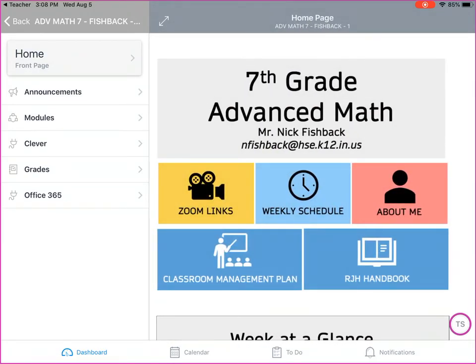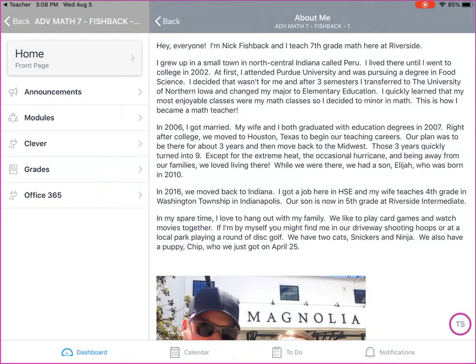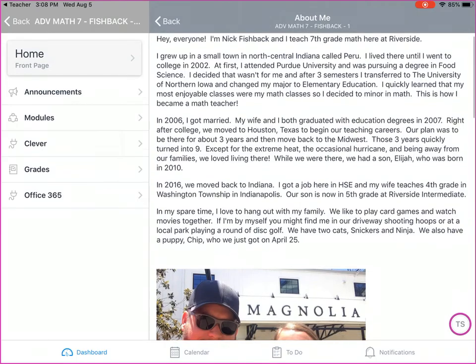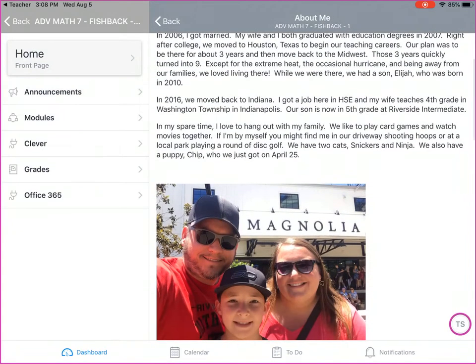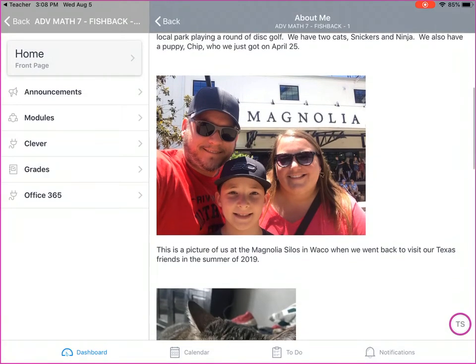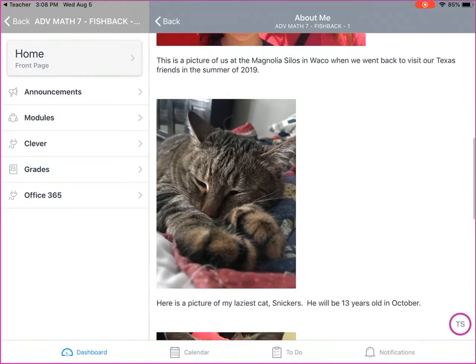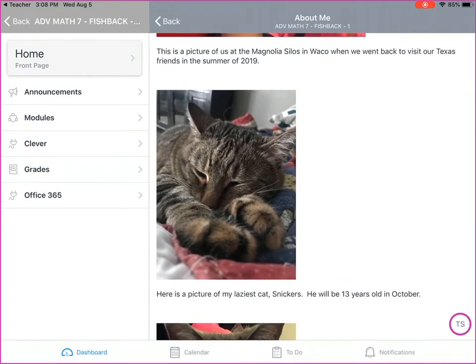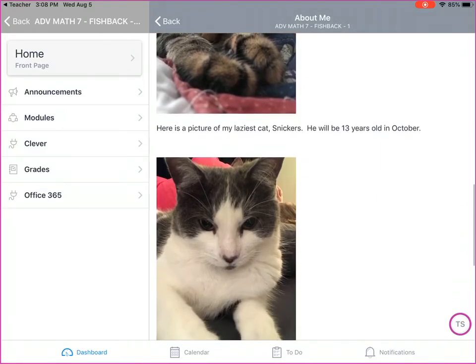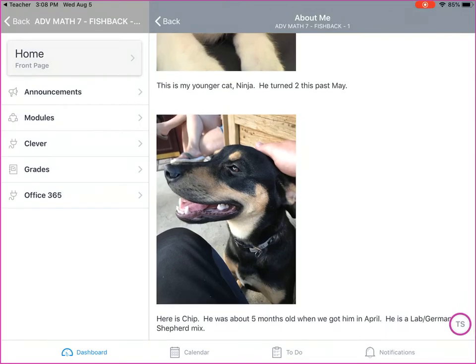Okay, over on the right hand side there's a pink button that says About Me. I'll click on that real quickly. Just a little bit of information here about who I am, where I grew up, and how I came to be a math teacher. If you ever would like to, you can look through that a little bit. Here's a picture of my family and I. There's my son Elijah and my wife. Here's my lazy cat, and here's my also kind of lazy cat, but maybe not quite as lazy. And then here's our puppy that we got just a few months ago.